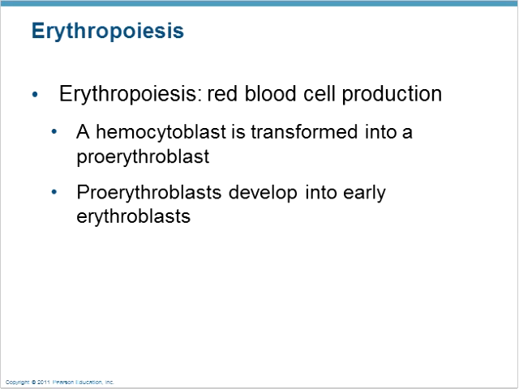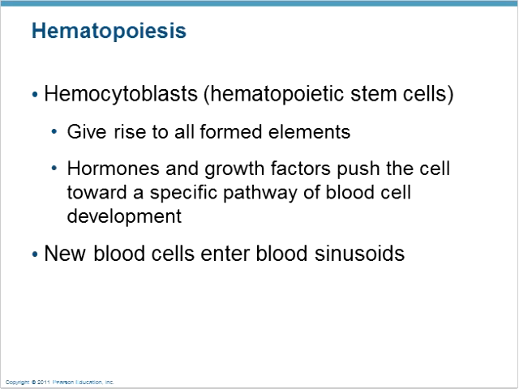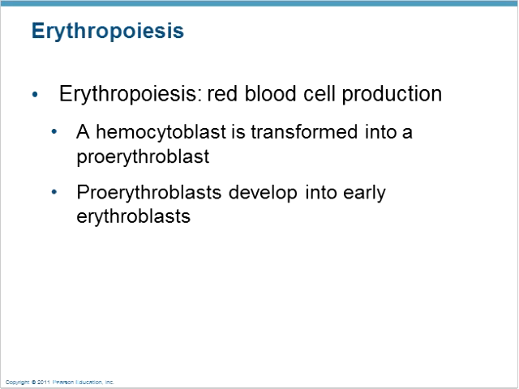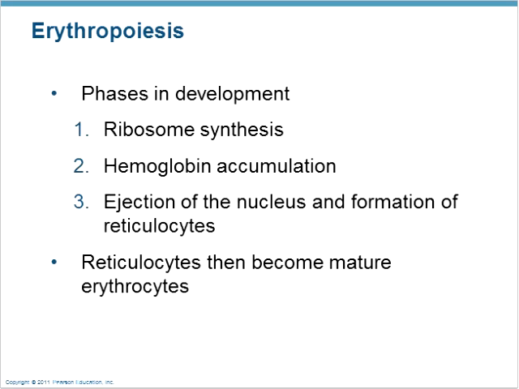Erythropoiesis is red blood cell production. That's the more specific answer. More specific, we're talking about red blood cells. Hemopoiesis or hematopoiesis is really talking about all of the blood cells. So erythropoiesis, red blood cell formation. Hemocytoblast, you'll hear that, is transformed into what's called a proerythroblast, and this is where the red blood cells actually have nuclei. The proerythroblasts develop into early erythroblasts, again, still with nuclei.